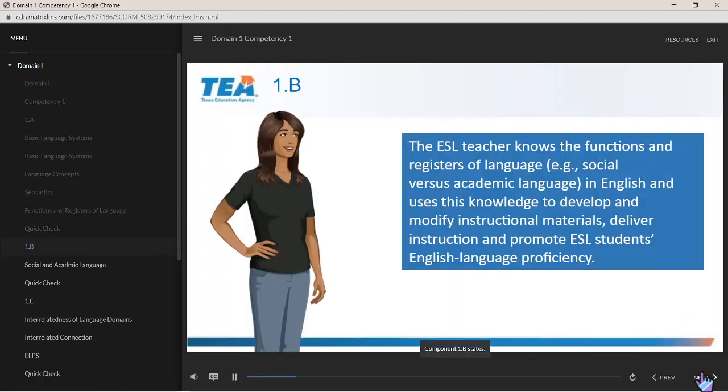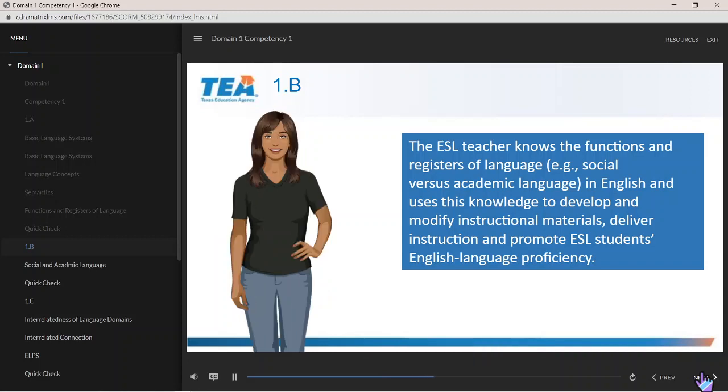Component 1.B states, the ESL teacher knows the functions and registers of language, as in social versus academic language, in English, and uses this knowledge to develop and modify instructional materials, deliver instruction, and promote ESL students' English language proficiency.